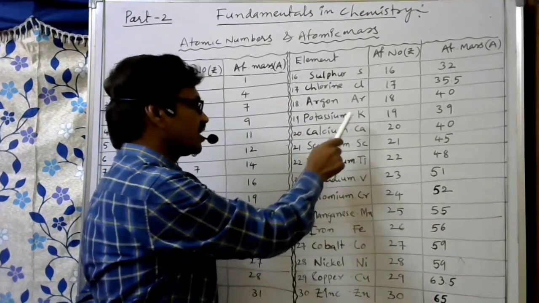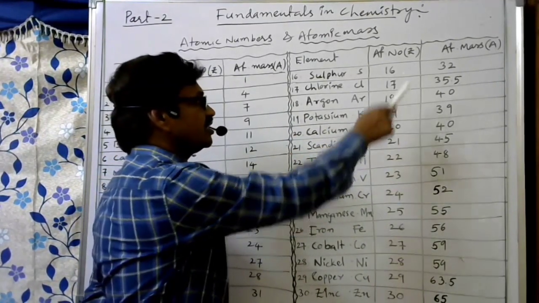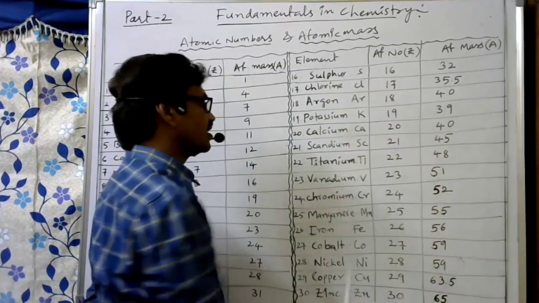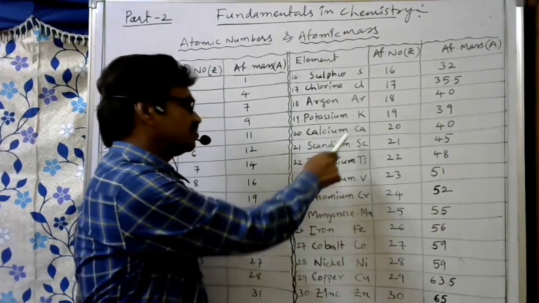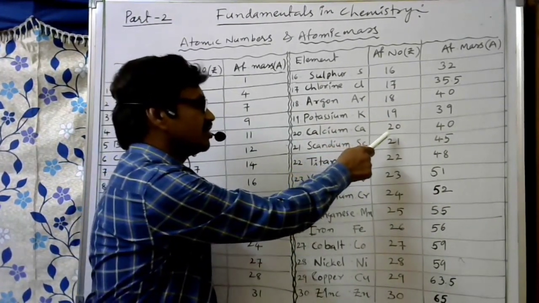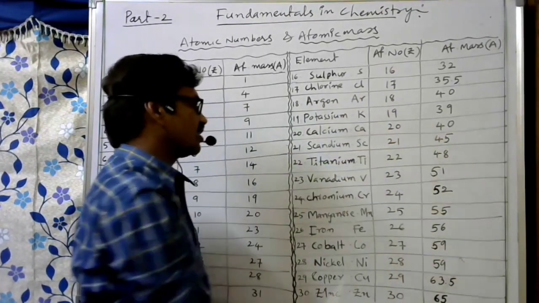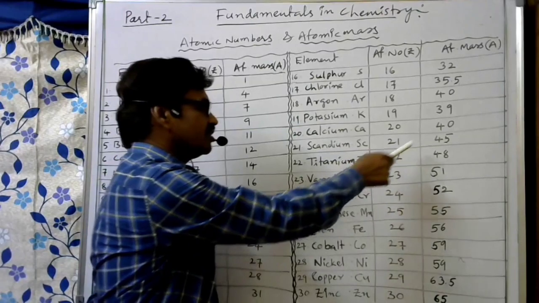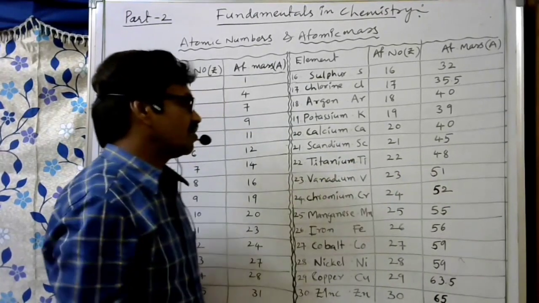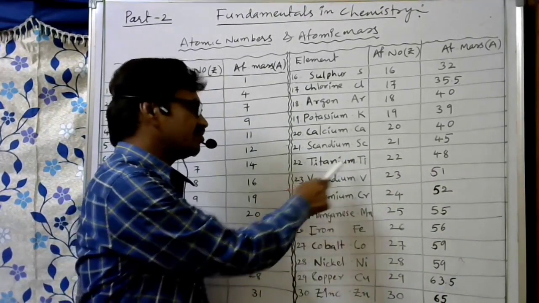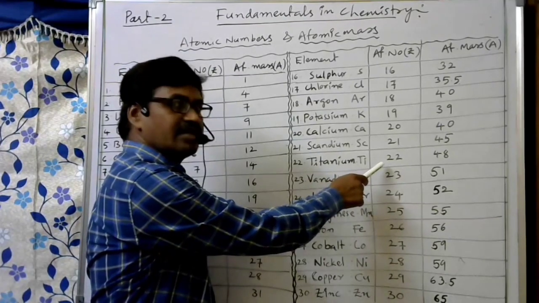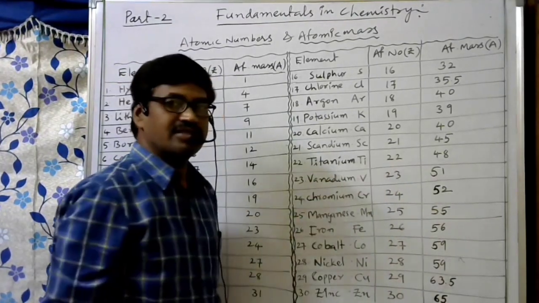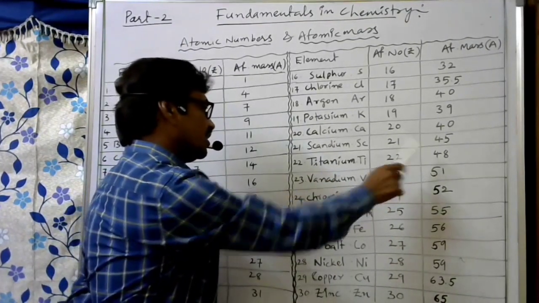Then potassium, K, atomic number 19, atomic mass 39. Then calcium, Ca, atomic number 20, atomic mass 40. Then scandium, Sc, 21 atomic number, 45 atomic mass. Then titanium, Ti, 22 atomic number and atomic mass 48.